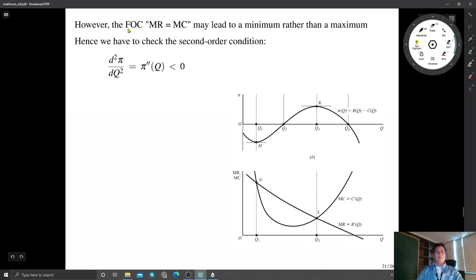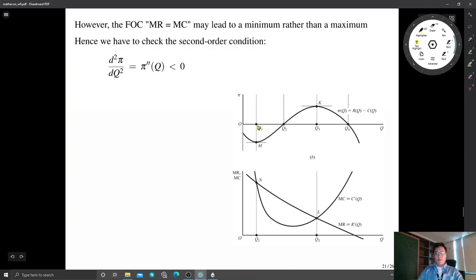All right? But the first condition alone does not necessarily lead us to the highest profit, because this is just the first order condition, a necessary condition. Yeah? So in other words, we have to check the sign of the second derivative, whether the second derivative is negative or positive. So here is the graph of the profit function. We have two critical points at Q1 and Q3. So at Q1, derivative is equal to 0, so the slope is equal to 0. And at Q3, we have another critical point, so the slope is also equal to 0.